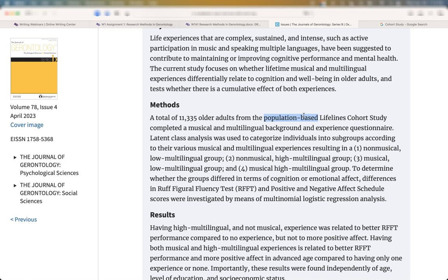They're supposed to represent the larger population, rather than, say, people only live in this neighborhood or something. And we can see that they did some analysis about it. But back to that cohort study.